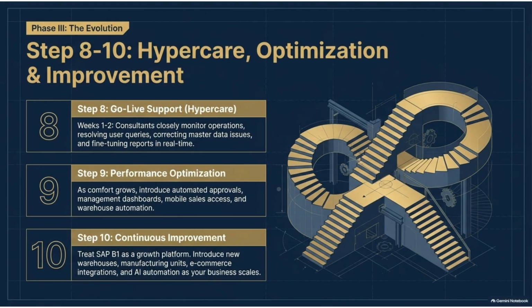Finally, Phase 3 is the evolution. This includes hypercare support to monitor initial operations, performance optimization through automation, and continuous improvement to support your business growth.